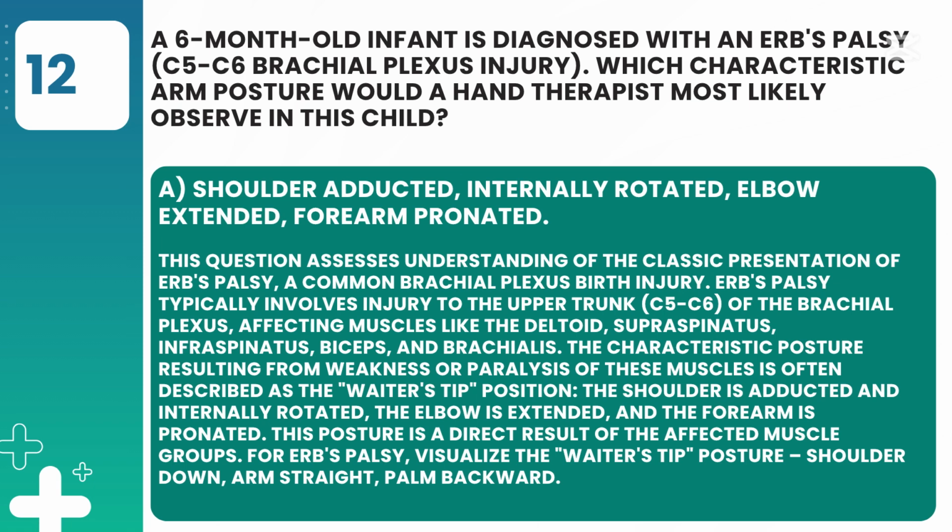This posture is a direct result of the affected muscle groups. For Erb's palsy, visualize the waiter's tip posture: shoulder down, arm straight, palm backward.